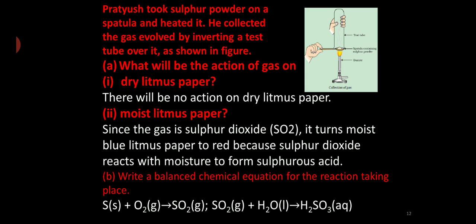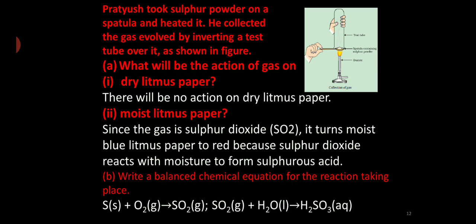Sulfurous acid is an acid. Sulfur is a non-metal. So non-metallic oxides show acidic property, remember that. But metallic oxides show basic property. Cleared?